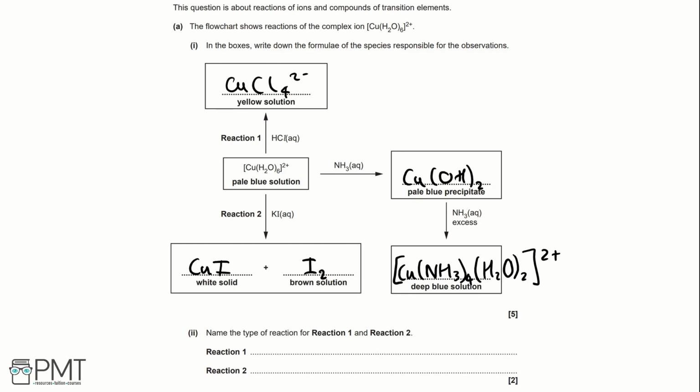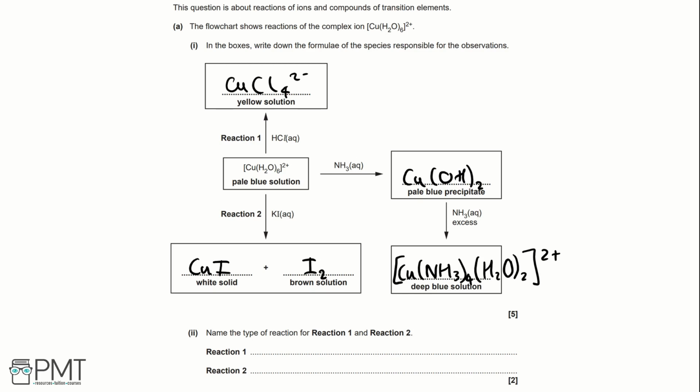So to get the 5 marks for this question, you need to get each of the boxes correct, and for the one where it's a white solid and brown solution, you get a mark for each. Again, these are questions that test recall, so it's really important that after this question, maybe make a revision resource using all this information so you can learn for future exams how to answer a question similar to this.